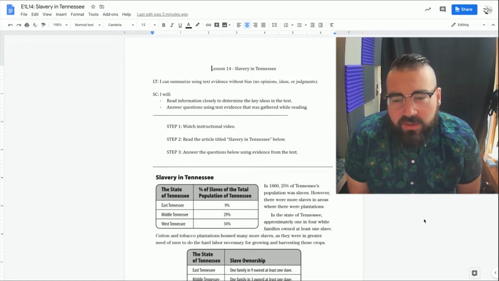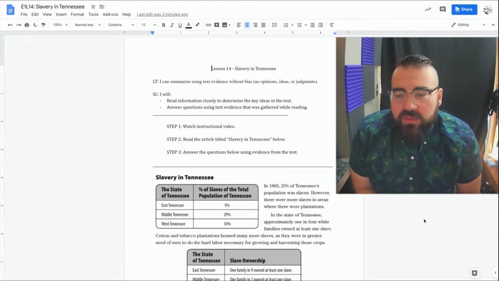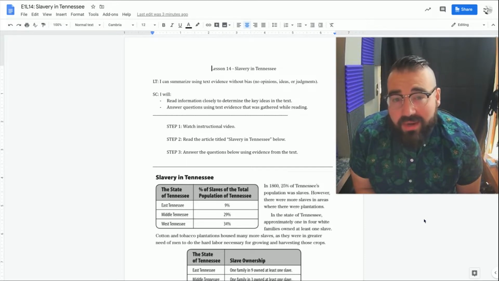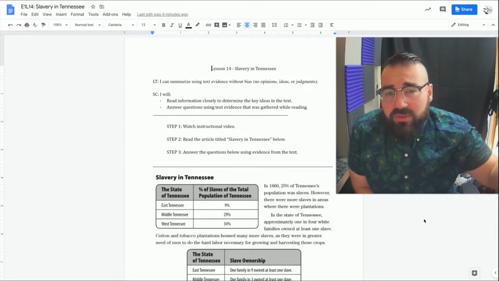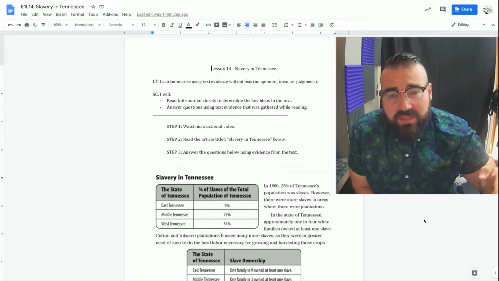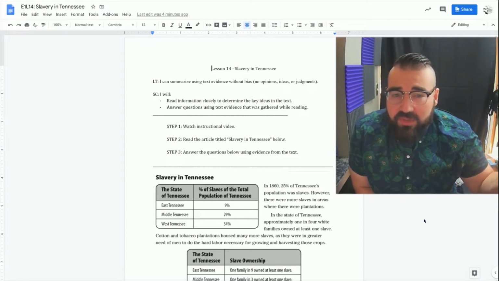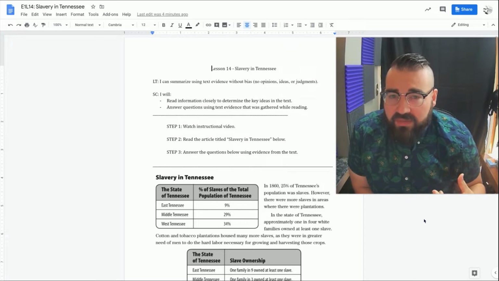Okay, class. So let's go ahead and get started with our lesson, and we're going to be still working on summarizing using text evidence and making sure that there's no bias involved. And at times it's going to seem like, what am I doing? I'm just answering questions. But that's because as we work through this, we are working to the point where we can summarize parts of a text. And sometimes the question is actually forcing you to summarize it, whether it says it or not. So just keep that in mind if you're thinking about, I thought we were summarizing. We are. We're getting there.